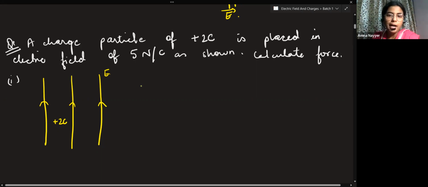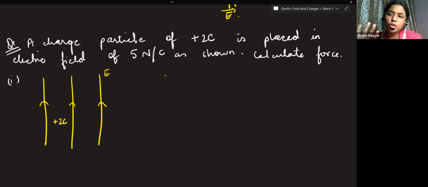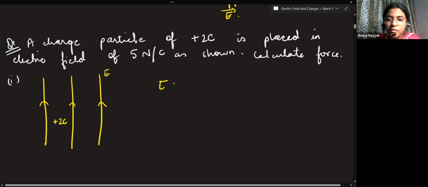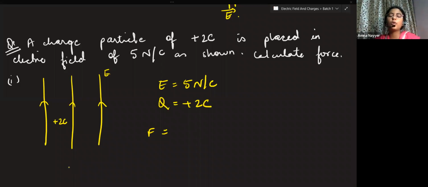I have to first calculate the magnitude, because when it says calculate the force, force is a vector quantity. You should already know that whenever you are submitting your answer, it has to have the direction as well as the magnitude. Regarding the magnitude, electric field is 5 Newton per coulomb. Charge is plus 2 coulomb. So what will be the force? Field is given, charge is given. Magnitude.